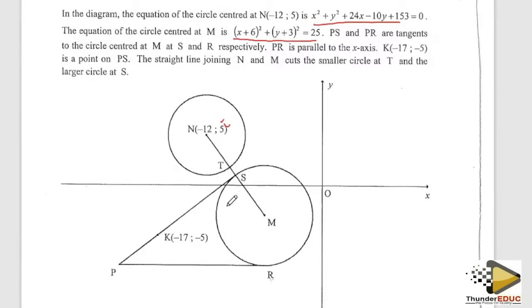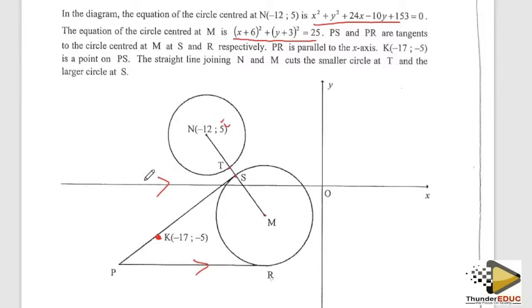Then PR and PS are tangents to the circle M. PR is parallel to the x-axis. And then we have the coordinates of K, which is negative 17 and negative 5. The straight line N cuts the smaller circle at T, and then the larger circle at S.